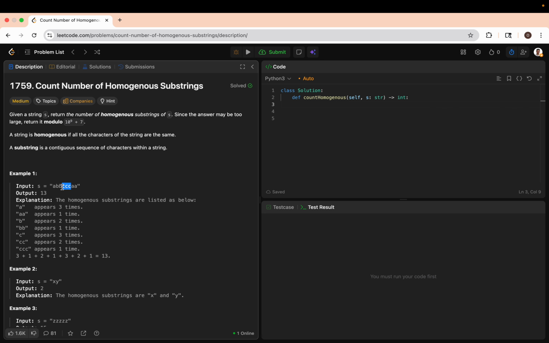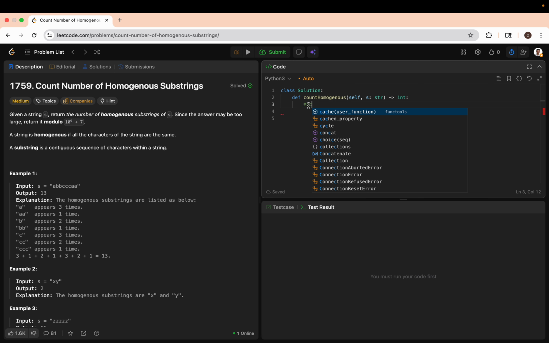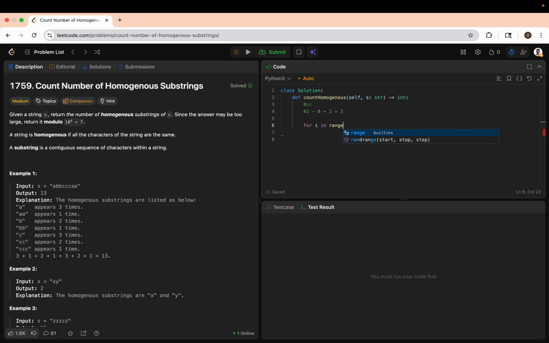So think about it like if we have a substring like this. So 0, 1, 2, 3, because 2 minus 0 plus 1 is equal to 3, right? 3 substrings. Cool. So let's go ahead and come up with a naive approach.